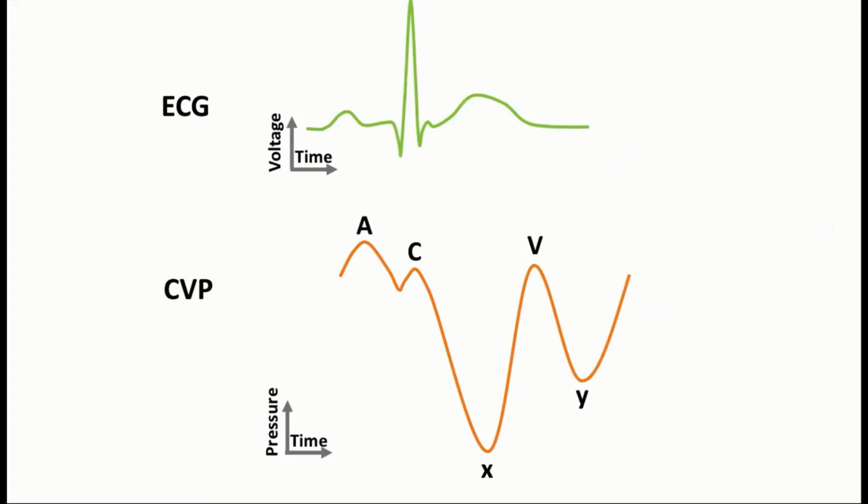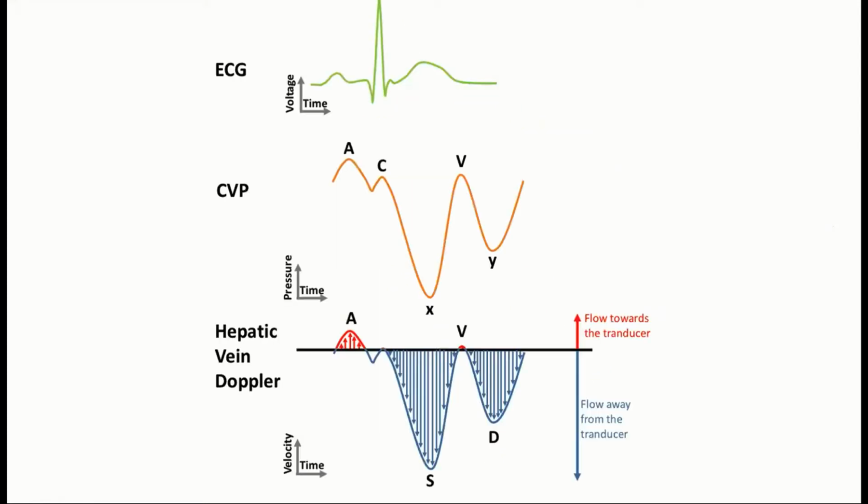As you all know, we have the CVP waveform, in which we have an A wave that occurs during atrial contraction or atrial systole, a normal X descent, which occurs during right ventricular contraction or right ventricular systole, and a normal Y descent that happens during right ventricular relaxation or right ventricular diastole. And these changes in pressure are what results in a pulsatile flow in veins located in the immediate vicinity of the right atrium. So, for example, the hepatic vein.